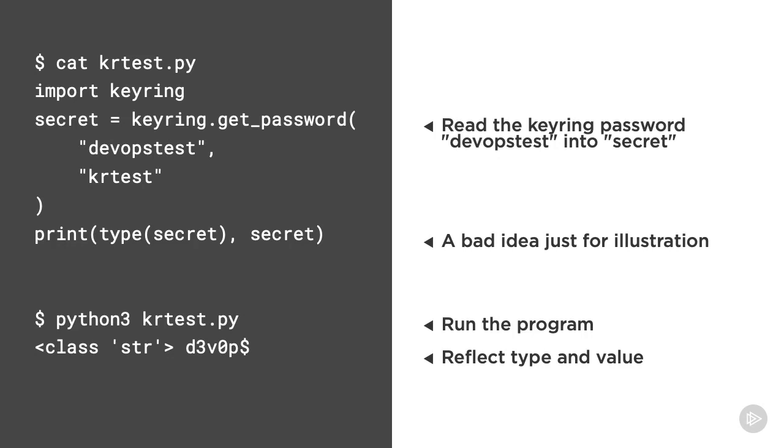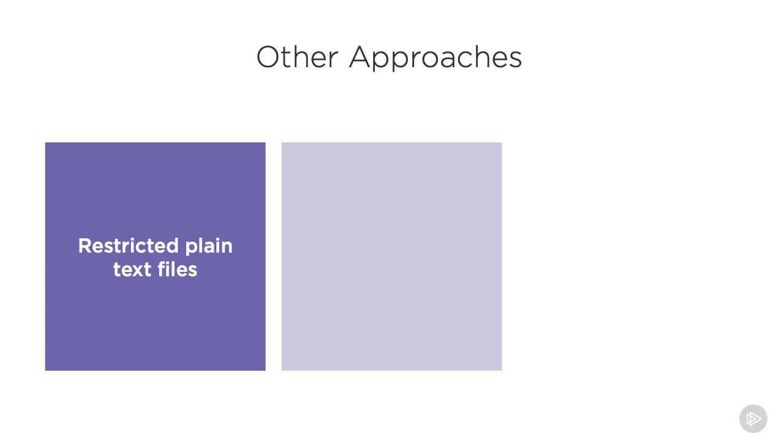I'll include these short samples in the course files for reference. There are countless ways to solve this problem, but I'll briefly touch on a few more. You could also store your secrets in a plain text file, perhaps JSON or YAML formatted, then restrict it to read only for the owner. No other users will be able to read it. Just be careful not to accidentally add it into a version control system.